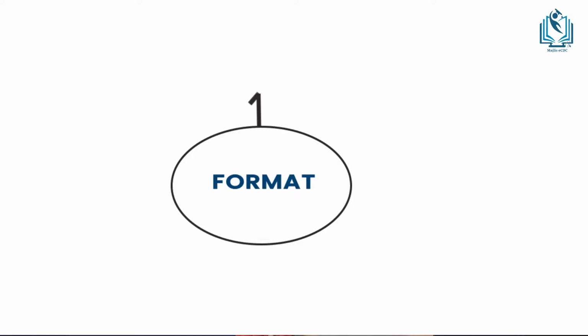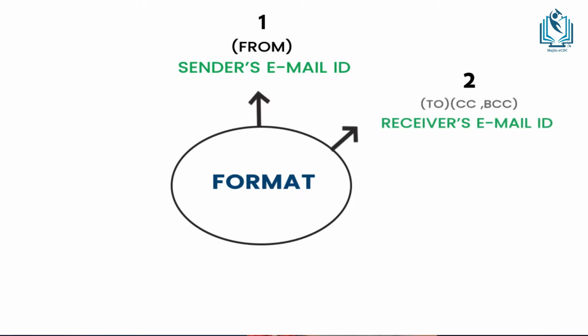Number 1, sender's email ID. Here, the sender's email ID is of the one who is writing the email. It is represented as From. Number 2, receiver's email ID. Here, the receiver is the one who is receiving the email and for whom the email is written, and it is represented as To. You may use CC and BCC if required. CC for carbon copy and BCC for blind carbon copy. A carbon copy of the email is sent to many receivers and they can see one another's names. The option blind carbon copy allows the sender to hide the names of other receivers. One receiver cannot see the names of other receivers.